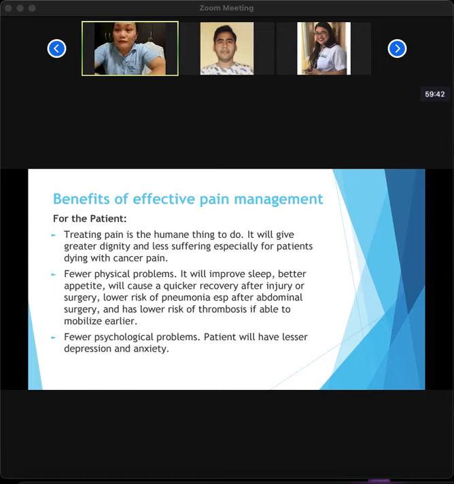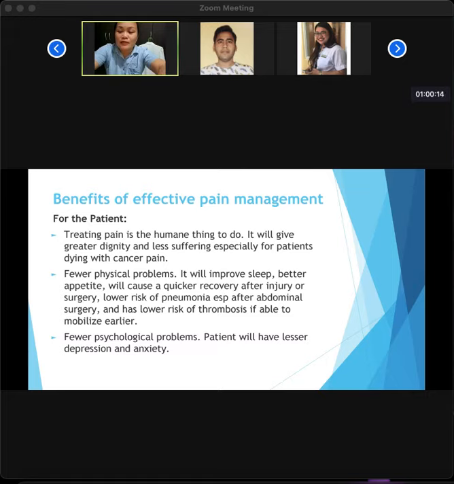If you're pain-free, then you can move, you can ambulate freely, di ba? And also, if you ambulate earlier, then you have a lower risk of thrombosis. And also, the patient may have lesser psychological problems, lesser depression and anxiety. Kasi nga, pwede na siyang lumabas.